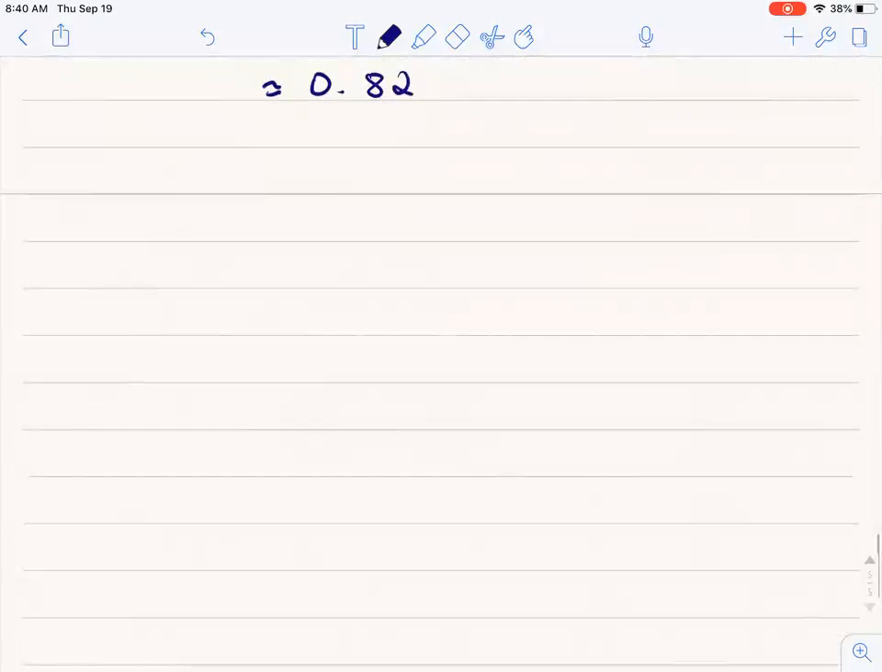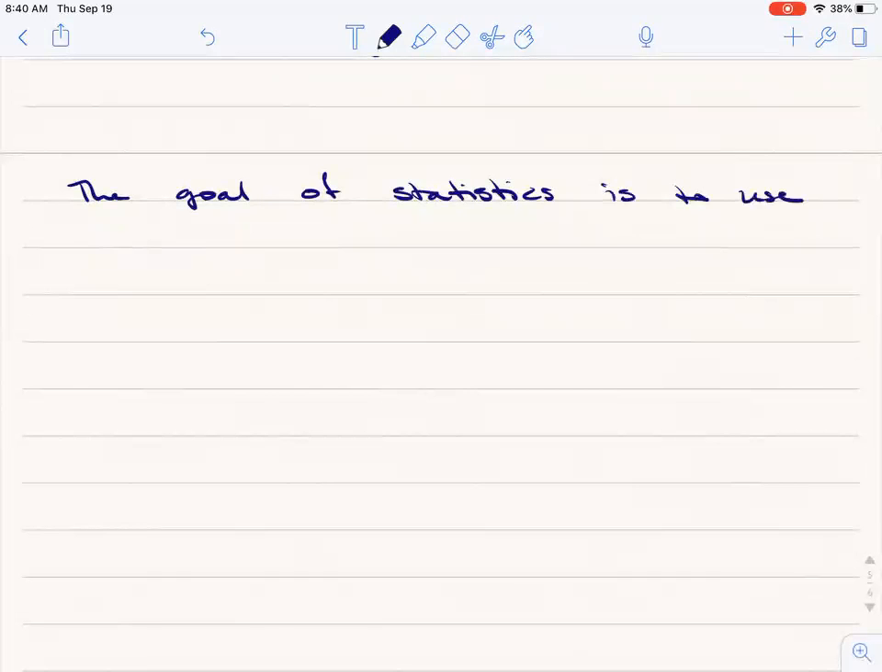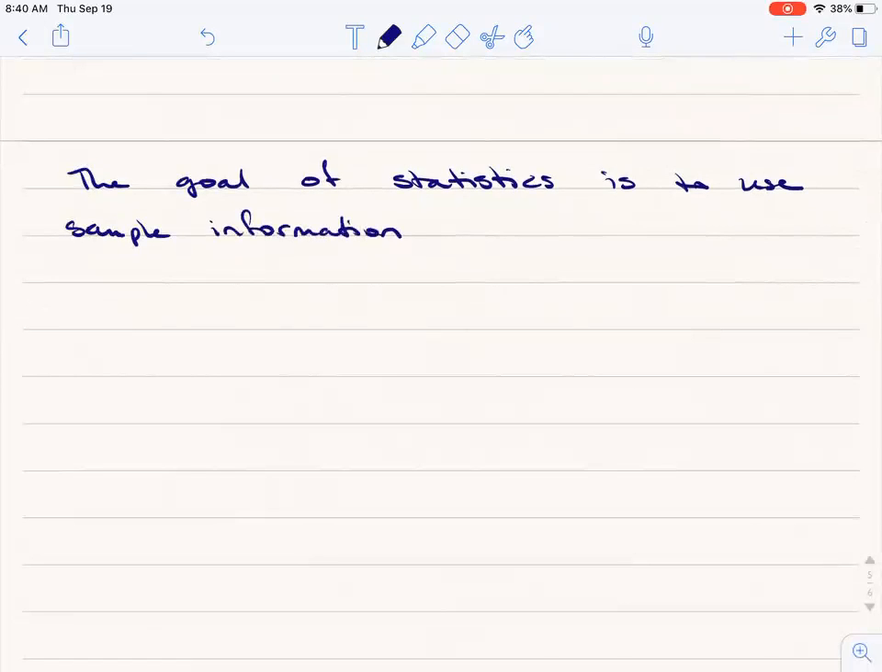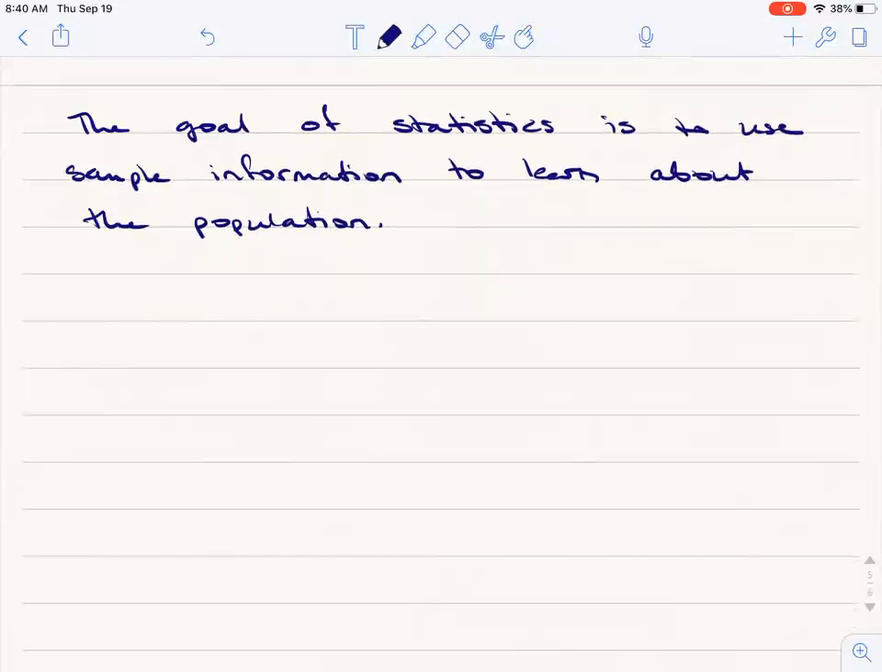And so the goal of statistics is to use sample information to learn about the population. Our best guess is our estimate, or we call it our estimate. So our best guess is called the estimate.